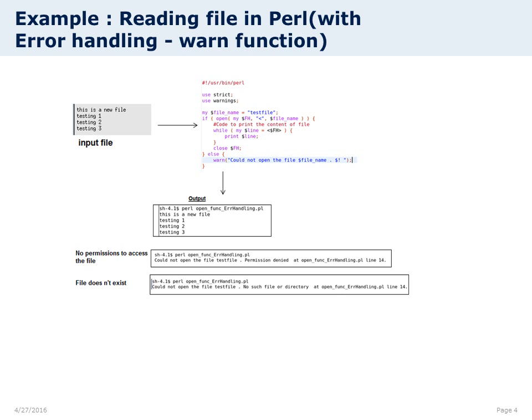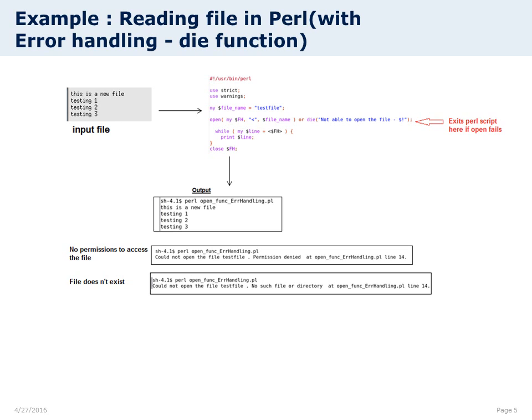Here we are in the warn function. If you see, we are using a variable by the name $!. This $! contains the operating system error. So what do I mean by this? If the open function fails, then whatever error it has encountered will be contained in the $!. So by displaying this message, the user will know the exact problem why the program has failed.